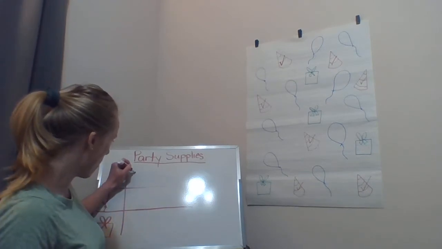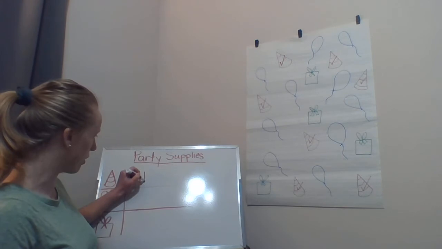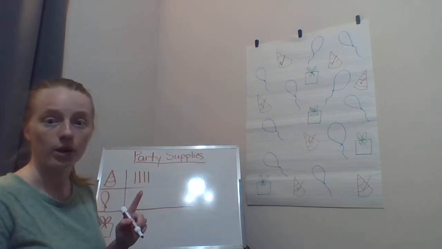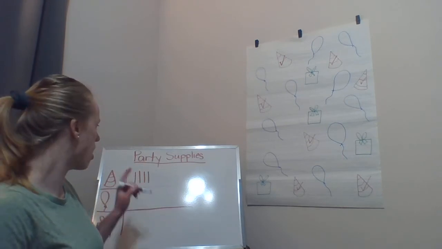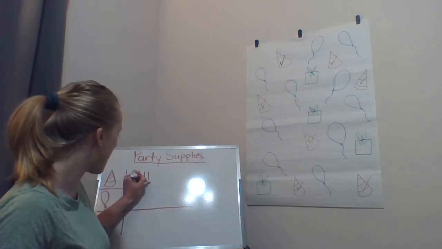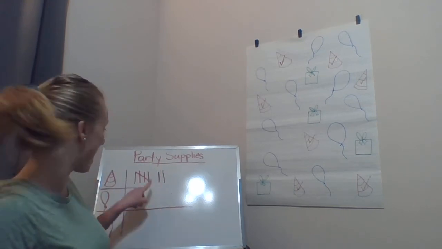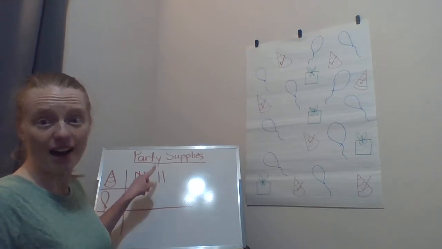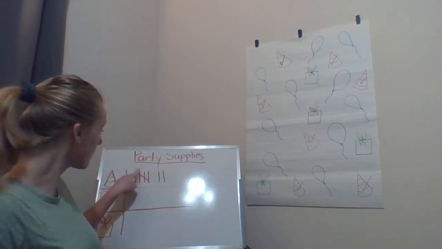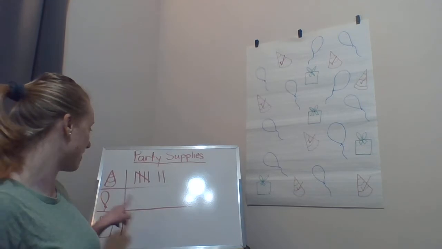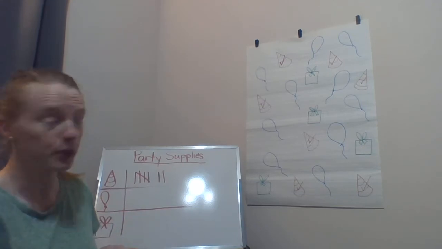Are you ready? 1, 2, 3, 4. What do I do for the 5th tally? I cross over. 5, 6, 7. That way I can just say 5 and I don't even have to count those. 5, 6, 7. Next I need to count balloons.